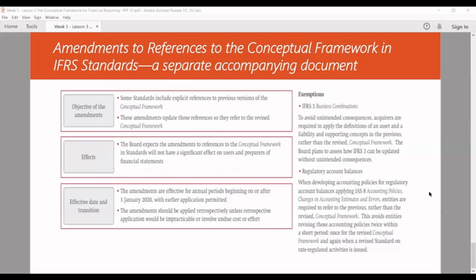Regulatory account balances: when developing accounting policies for regulatory account balances applying IAS 8, Accounting Policies, Changes in Accounting Estimates and Errors, entities are required to refer to the previous rather than the revised conceptual framework. This avoids entities revising those accounting policies twice within a short period, once for the revised conceptual framework and again when a revised standard on rate-regulated activities is issued. So that ends our class discussion for today.